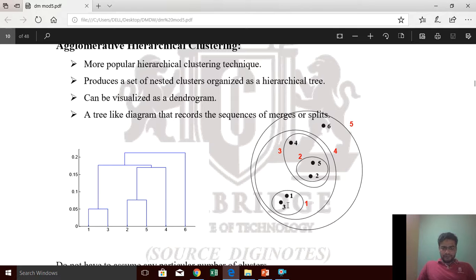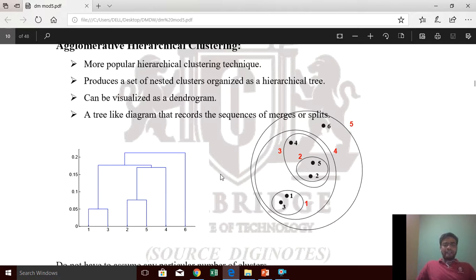Cluster 1 will have 2 points, 1 and 3, and cluster 3 again has cluster 2. So cluster 5 includes cluster 4, cluster 3 and cluster 1. Cluster 3 in turn includes cluster 2. So this is a nested structure.